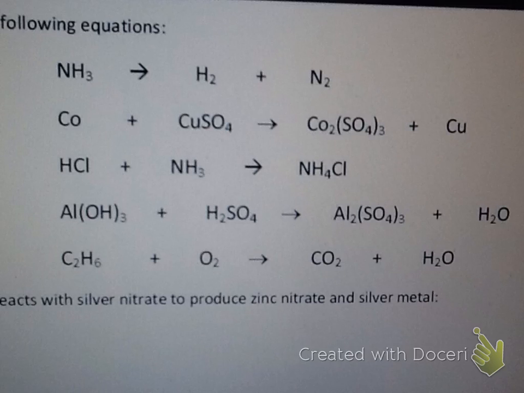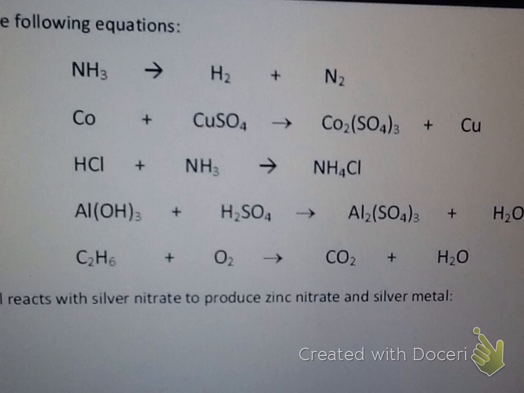All right, let's start with the first one here. The first chemical equation we're going to look at says ammonia yields or produces hydrogen plus nitrogen. So let's balance that equation.